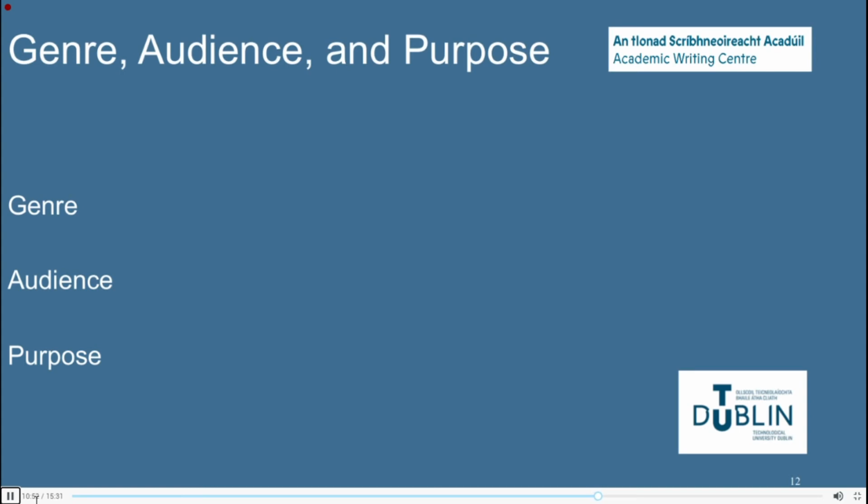As I was saying at the start of this presentation, you may find these terms unusual, but through the explanation that follows in the next few slides, you may see their connection and relevance to academic writing. Understanding these terms will provide a framework for your academic writing.